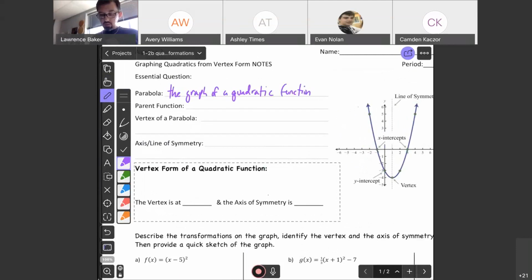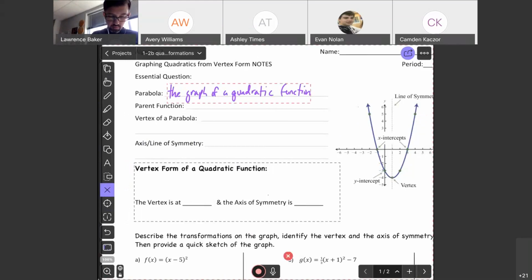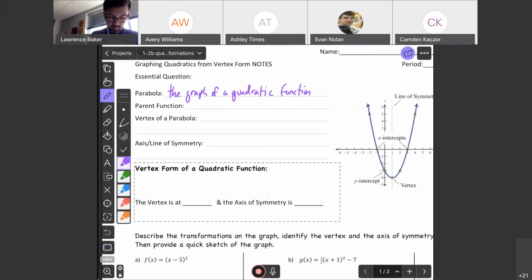So the graph of a quadratic function is called a parabola. It's that U shape that we see over here. The parent function for a quadratic function is just f of x, or y equals x squared. Okay, so that's what a quadratic function looks like at its most basic level.